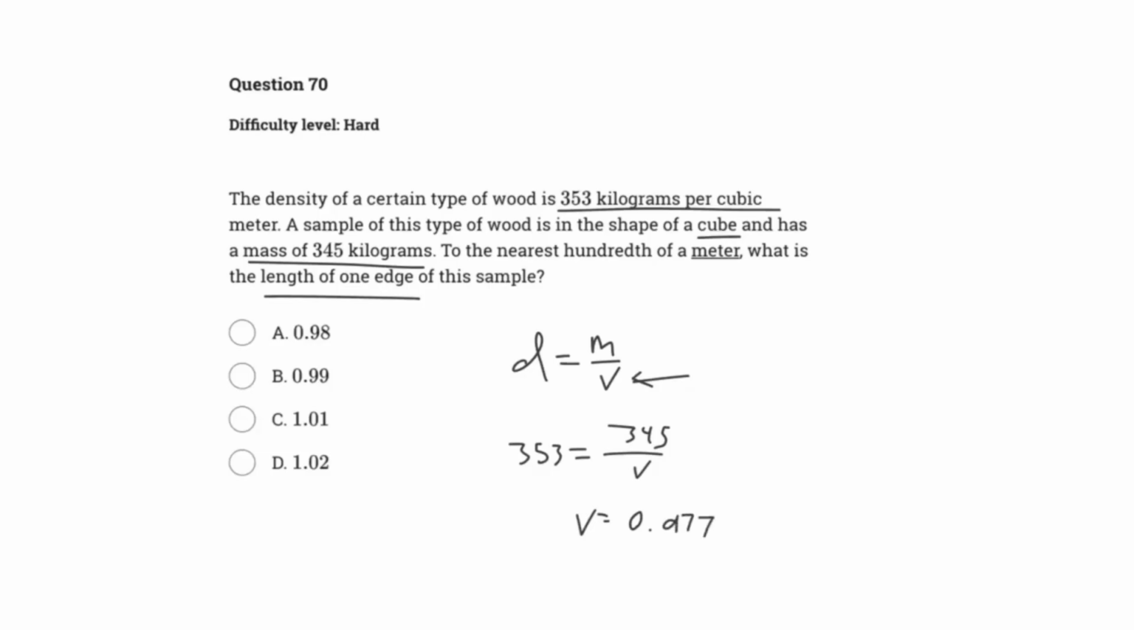0.977. We know that the wood is in the shape of a cube, and so now we have the volume of that cube. To find the volume of a cube, it's side length times width times height. Because all sides are equal in a cube, we can just take the cube root of the volume to find one edge or side length. So the cube root of 0.977 is going to give us a value of around 0.99. Therefore, that lines up with our answer choice of B, and that is our answer.